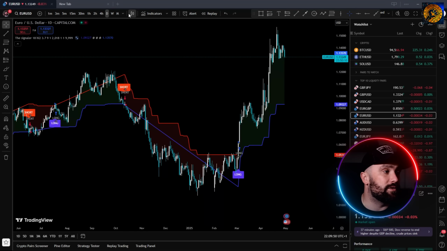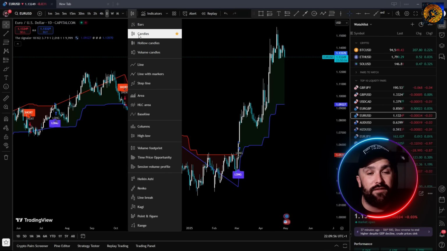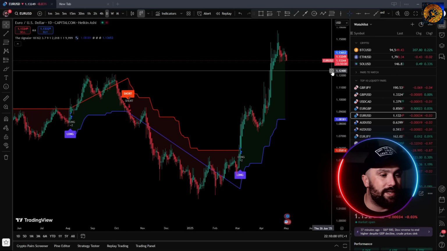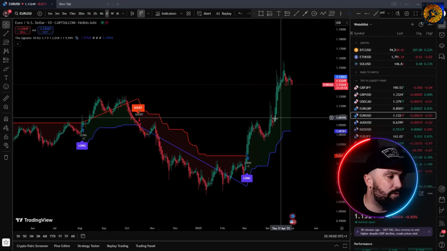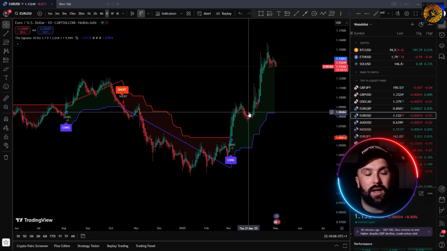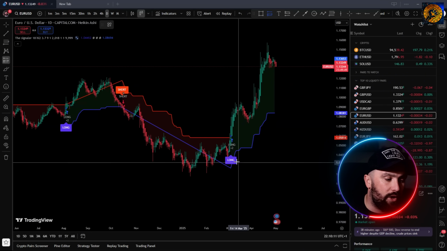Okay, so once you get onto this, you have to change the candles. You will be default set on candles, but we want to go down to Heikin Ashi. Once you get to Heikin Ashi, it will change slightly, and then you will see the signals here. We've got a long signal at the bottom and a short signal, and I'm going to be breaking them down for you. Now, for a long signal, a long is a buy.